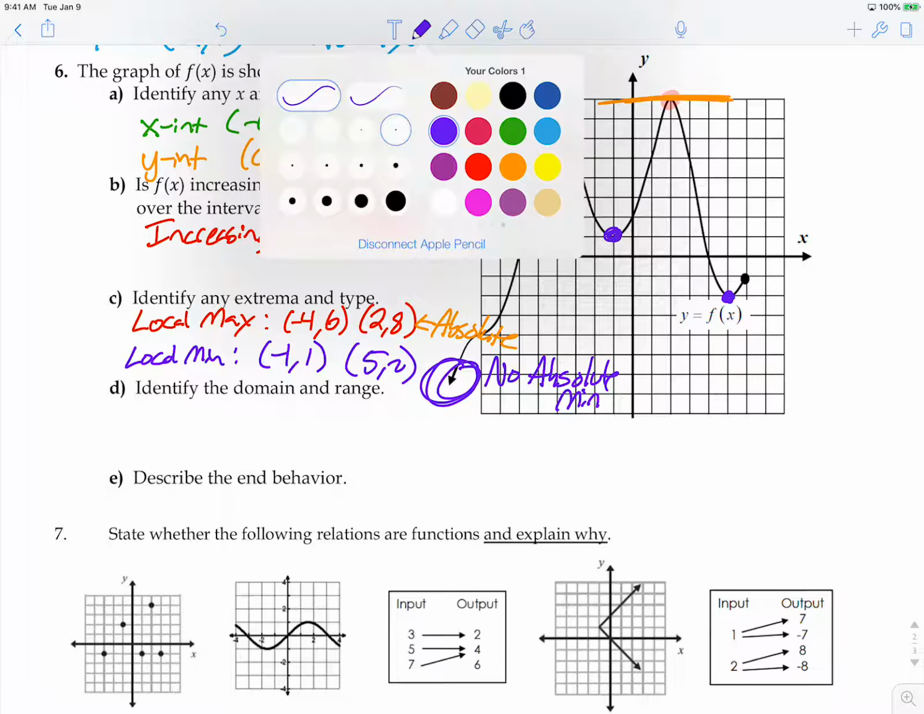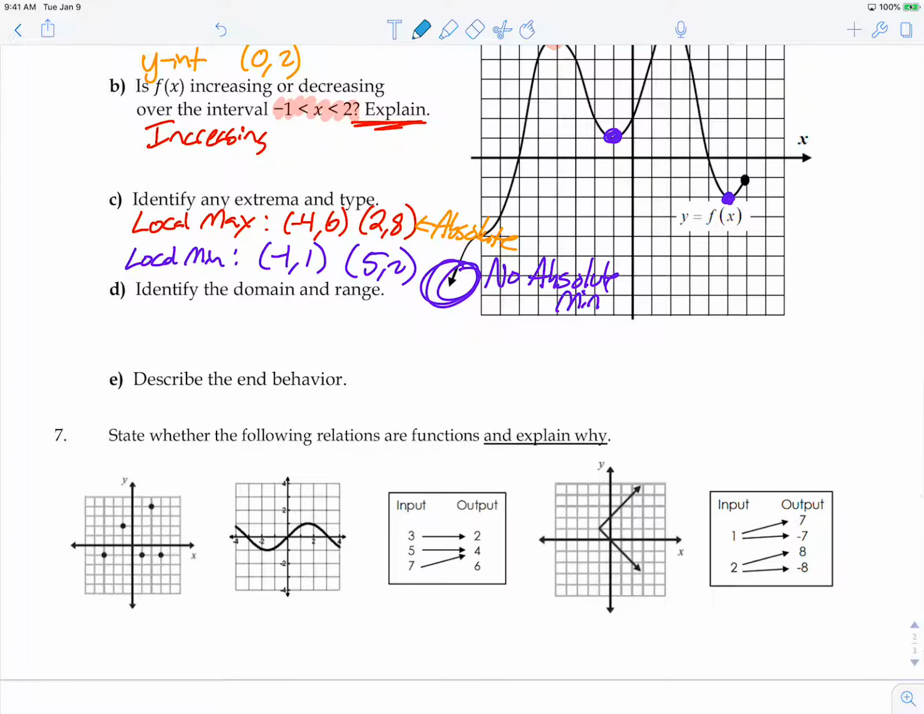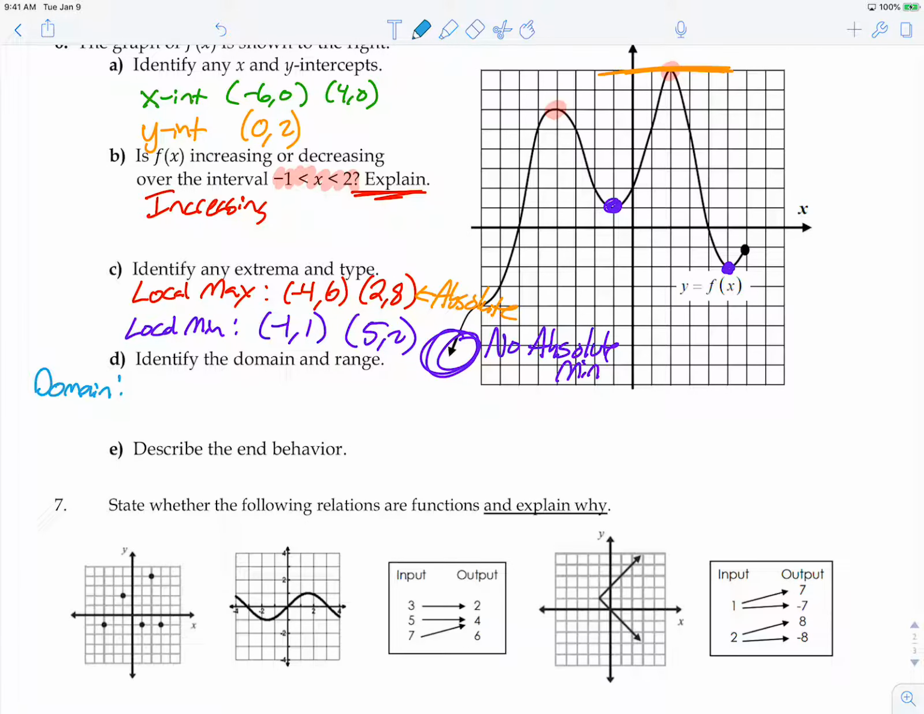Okay, for the domain, I'm going to write this two different ways, so it kind of just depends on how you decided to write it. The domain is how far left and how far right. So to the left, this goes to negative infinity, and to the right, it goes to 6. 1, 2, 3, 4, 5, 6. This is as far right as it goes. Oh, and that 6 should be included because it is a solid dot.